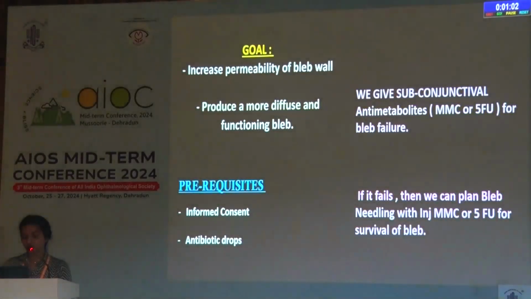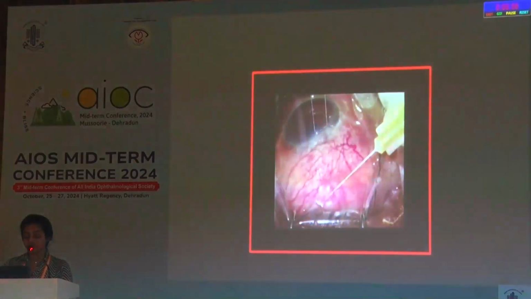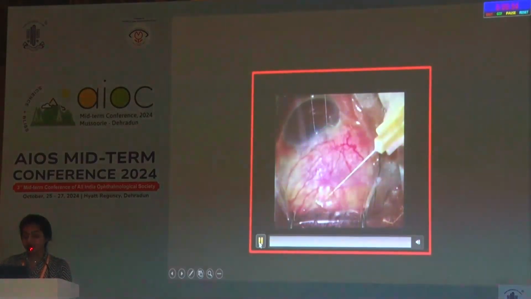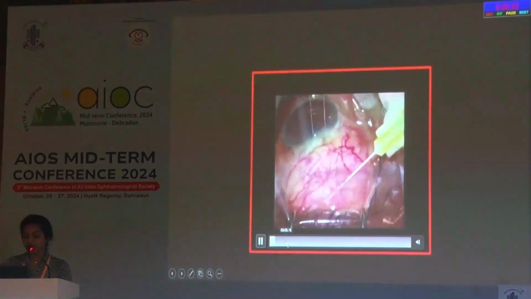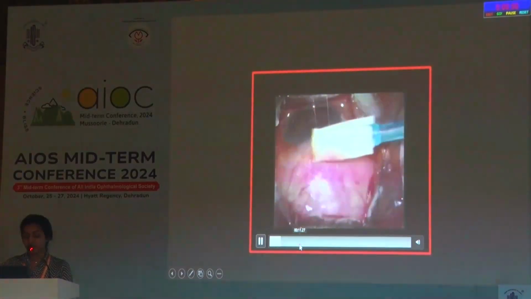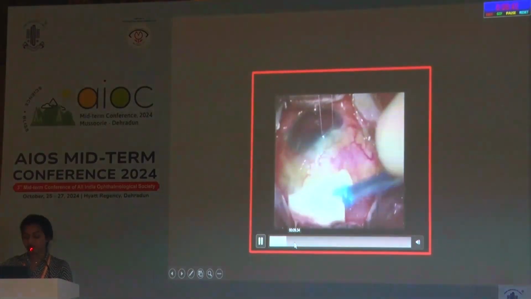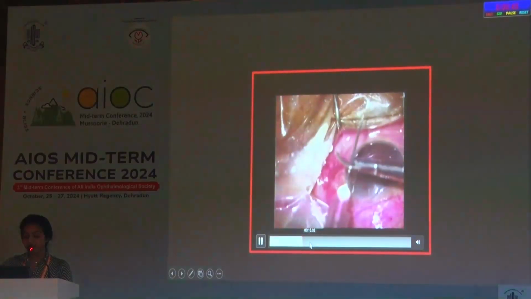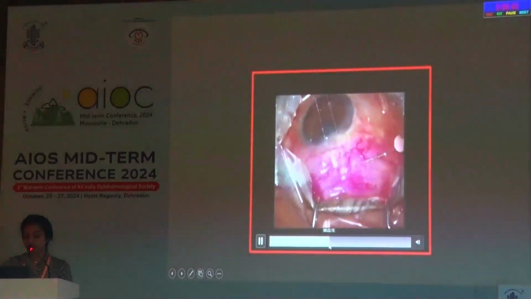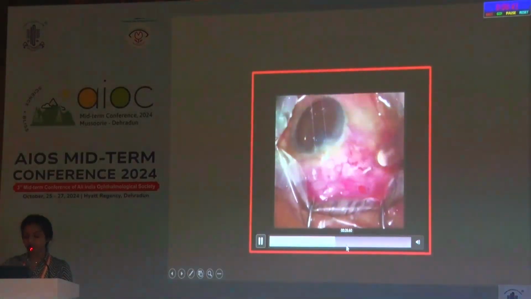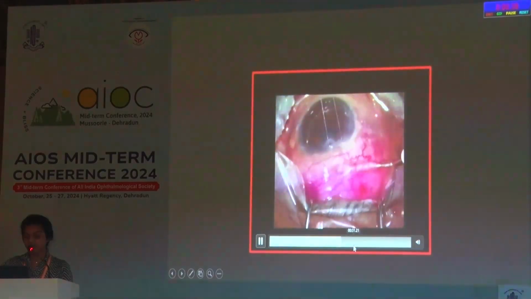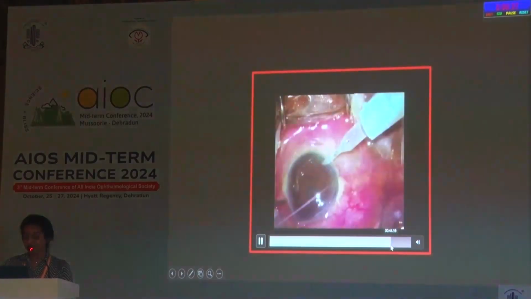So the goal of bleb needling is to increase the permeability of the bleb wall in order to produce a more diffuse and functioning bleb. This is a video showing a bleb needling. In this, injection mitomycin C is injected 8 to 10 millimeters away from the limbus, and then with the help of a 26 gauge needle, fibrous adhesions are broken at the level of subconjunctiva and at the scleral bed.